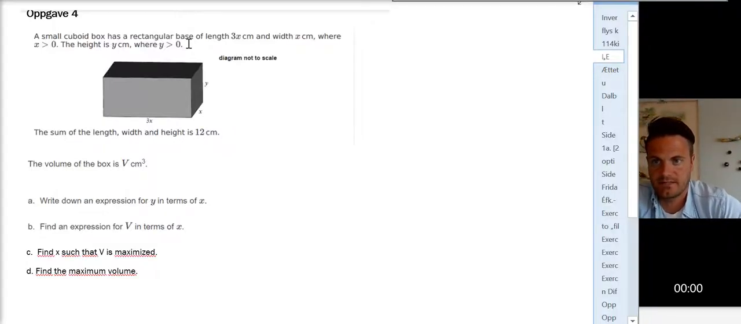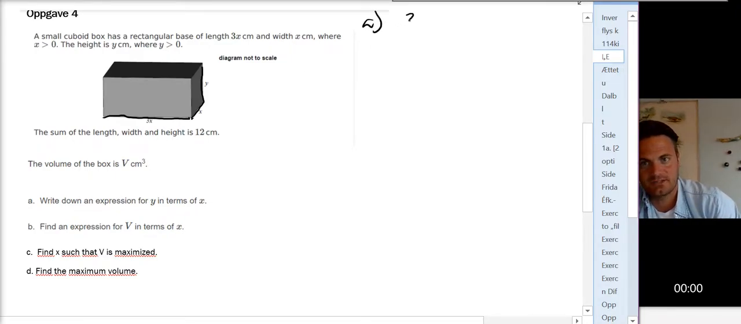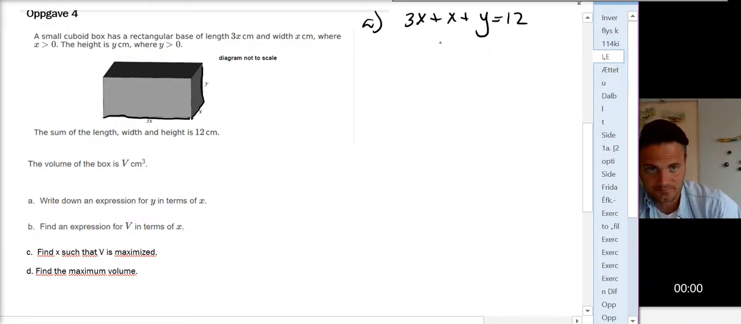Exercise 4. Here we have a small box with a rectangular base, altså rektangulær grunnflate, altså bunnen her, with a length of 3x centimeters this way, x centimeters this way, and y centimeters this way. And the sum of the length and the width and the height is 12 centimeters. So this means that 3x plus x plus y is equal to 12, which means that 4x plus y is equal to 12.